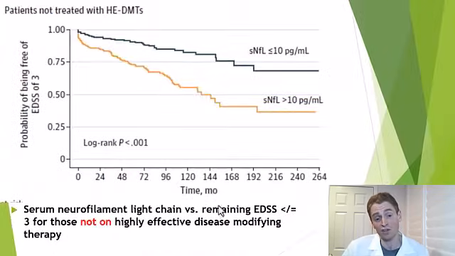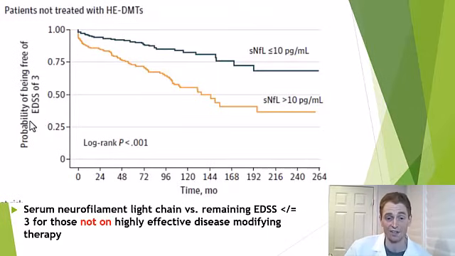Well, this study looked at serum neurofilament light chain. This is not the Octave test, just one of the biomarkers, and the probability of having an EDSS, or Expanded Disability Status Scale, of at least 3 versus less than 3. And there was definitely a correlation. If you had lower levels, the dark blue line, less than 10 picograms per milliliter, you were much less likely to reach EDSS 3 versus the yellow line.